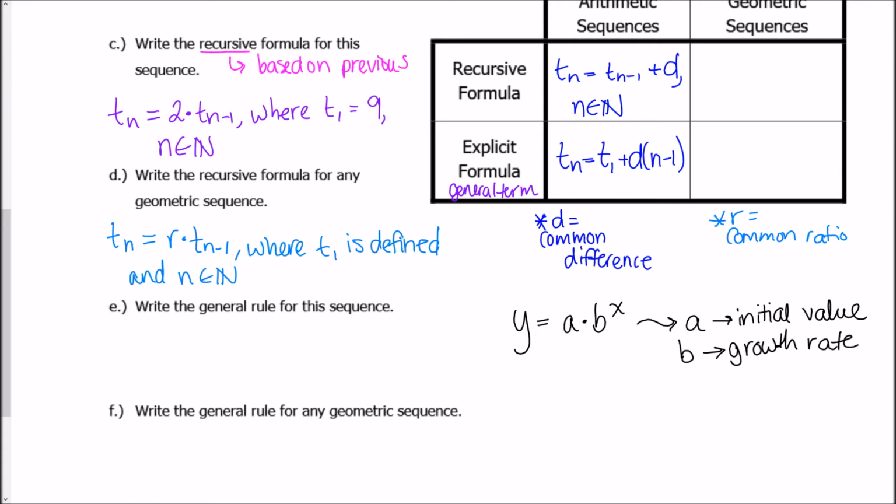Okay, here instead what we're going to do is say pretty much the same idea, except we're going to say t sub n is equal to, our initial value right here is going to be the first term, so it's going to be t sub 1, times our growth rate here, which is our common ratio, so it'll be r. And instead of having it to the power of x, it should be to the power of n.